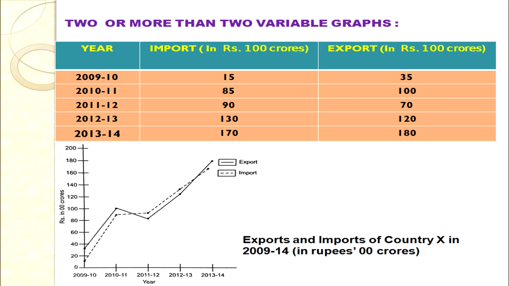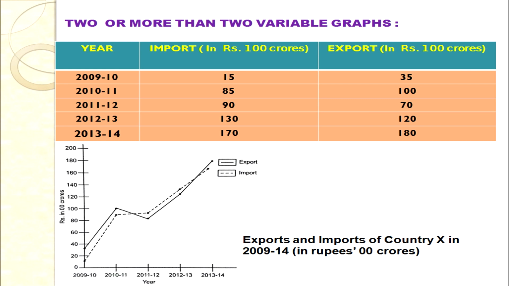Likewise, for 2010 to 11, 85. Then for 2011 to 12, 90. 2012 to 13, 130. 2013 to 14, 170. As you can see in this diagram, the imports are being shown with the dotted line. So, we have just joined all the points with the dotted line. In the next case, that is export, we have used the plain line.